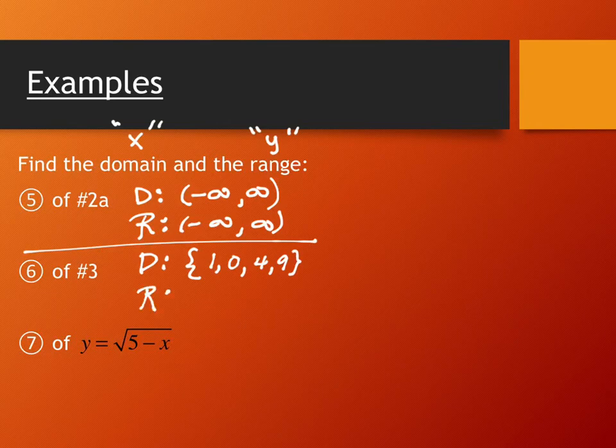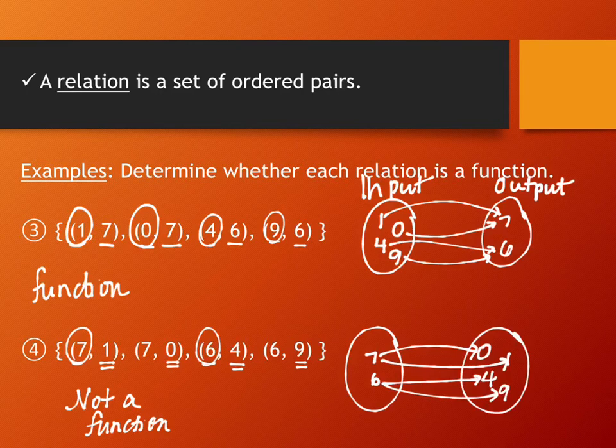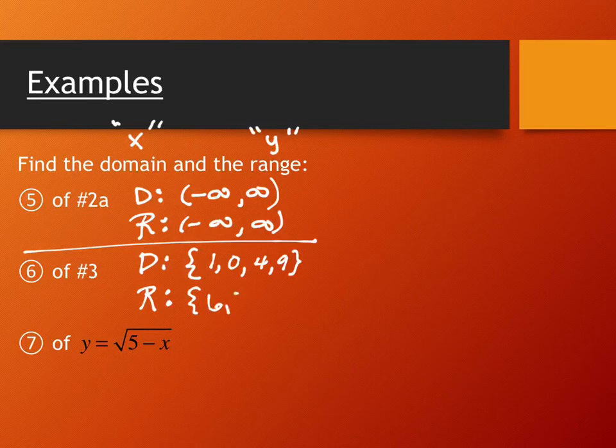And I do the same thing for my range. My range is 6 and 7, in either order, 7 or 6, 6 or 7, doesn't matter. But I don't list them twice. They're just listed one time.